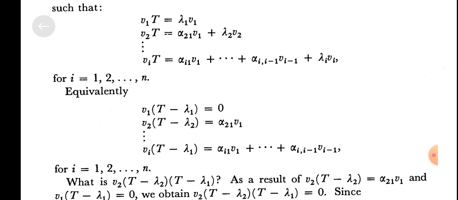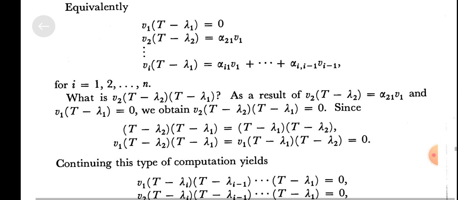From the above equations, we consider the second equation, that is v2(T minus lambda 2) equal to alpha 21 v1. In that, we multiply by (T minus lambda 1) on both sides, so we get v2(T minus lambda 2)(T minus lambda 1) equal to alpha 21 v1(T minus lambda 1). But from the first equation, v1(T minus lambda 1) equal to 0, we get alpha 21 v1(T minus lambda 1) equal to 0. Therefore, the right hand side becomes 0. Thus, we get v2(T minus lambda 2)(T minus lambda 1) equal to 0.